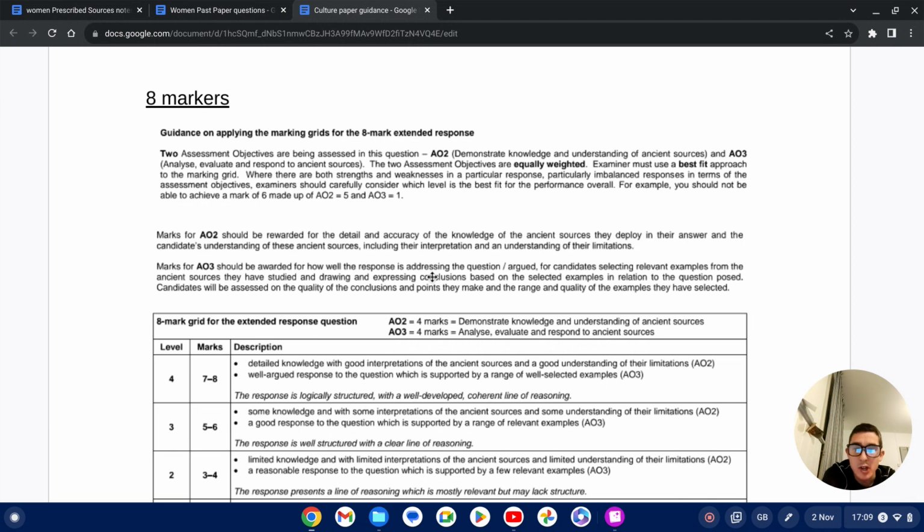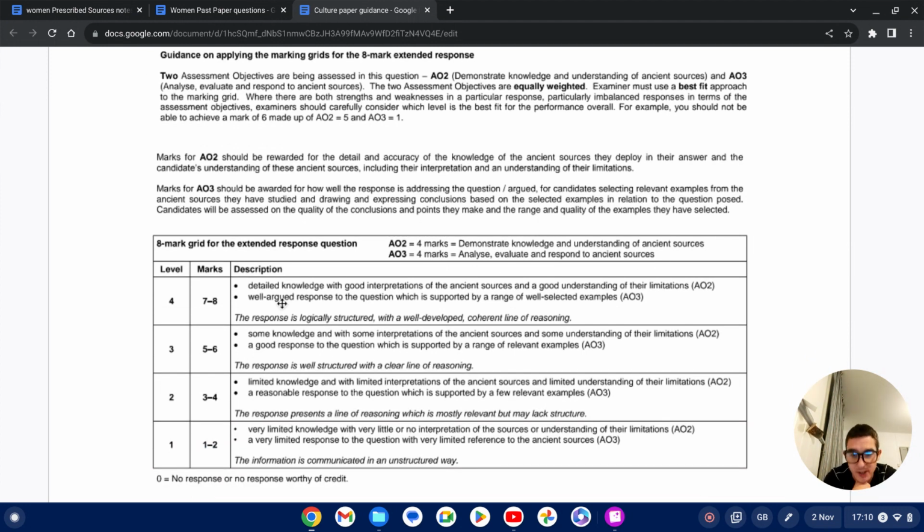Marks for AO3 should be awarded for how well the response is addressing the question and how well it is argued. It's important that your answer is relevant and answers the specific questions that are asked. This is basically exam technique that's relevant to all your subjects, particularly humanities. For candidates selecting relevant examples from the ancient sources they have studied, i.e. prescribed sources, which the previous 2 videos were on, and drawing and expressing conclusions based on selected examples in relation to the question posed. Candidates will be assessed on the quality of their conclusions and the points they make, and the range and quality of examples they've suggested.